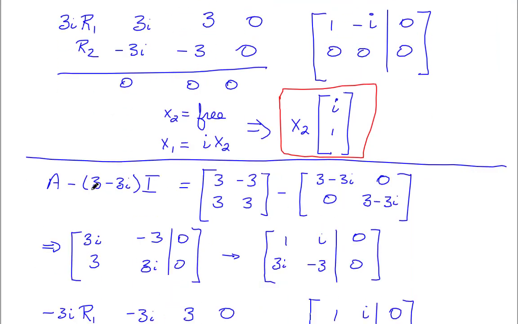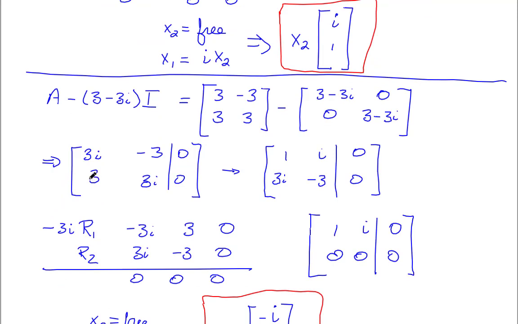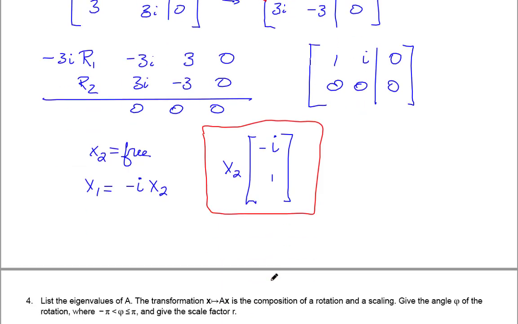So repeat the process for 3 minus 3i. Nothing really new here, same basic strategy. Take row 2, swap it to row 1 and divide through by 3. Use this 1 to make a 0, multiplying by minus 3i. And so in that case, I get x2 is free, x1 is minus i x2. And those are my two basis vectors.